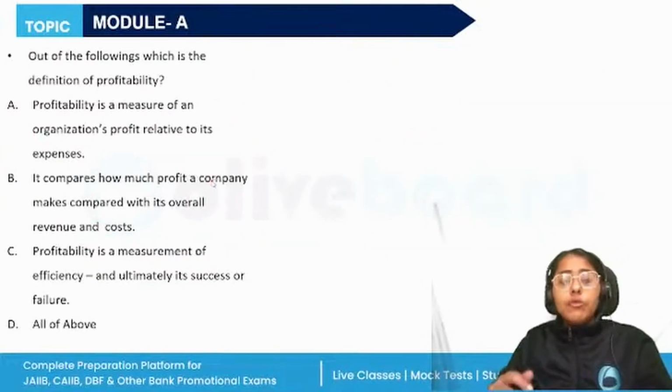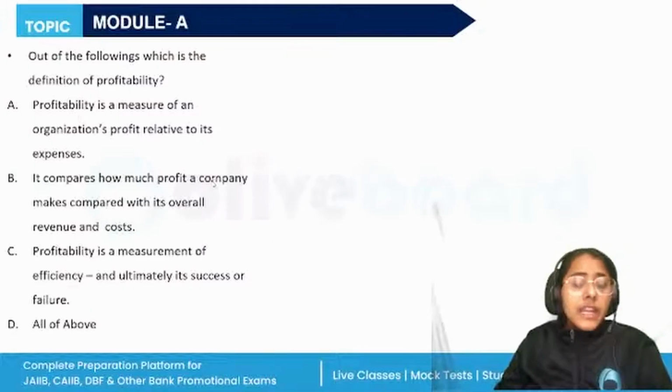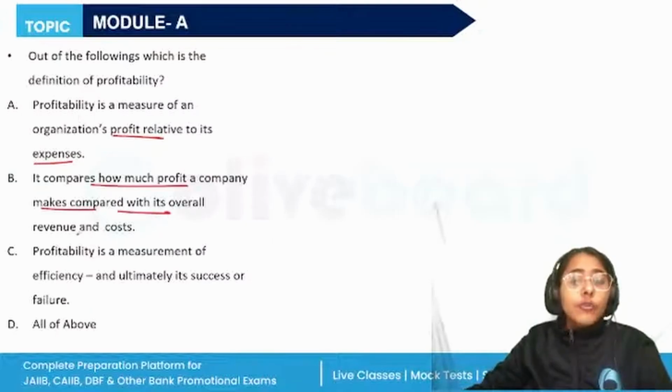Then we move on to the last chapter of our module A, which is branch profitability. First question says, out of the following, which is the definition of profitability? Profitability is a measure of an organization's profit relative to its expenses. It compares how much profit a company makes compared with its overall revenue and costs. Profitability is a measure of efficiency and ultimately its success or failure, or option D, all of the above.